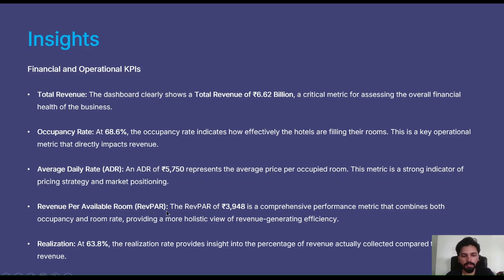This is a strong indicator showing the pricing strategy and the market position. Revenue per available room, RevPAR, is at 3,948 rupees, and it combines both the occupancy and the room rate, which provides a holistic view of the revenue generating efficiency. Realization percentage is at 63.8%. The realization rate provides insight into the percentage of the revenue actually collected compared to the potential revenue.